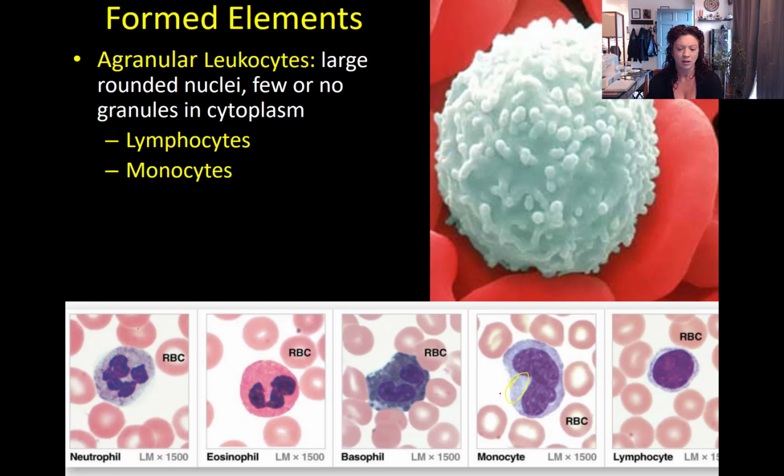Lymphocytes and monocytes are the two agranular leukocytes you need to know about. Notice too how massive the nuclei are on these agranular leukocytes when you compare them to the granular ones. Nuclei size is another giveaway.